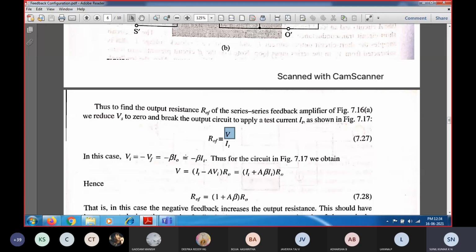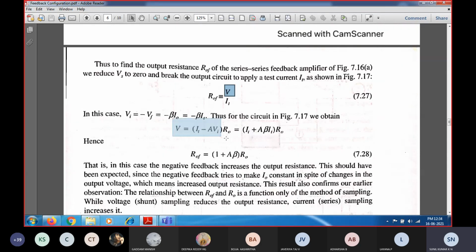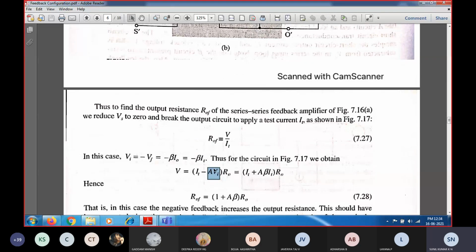So in the place of Vi I can write it as minus beta times of It, and then V will be equal to current times R naught. I need to find out what is the current. So current is equal to It minus A times of Vi. So A times of Vi is nothing but the current that is coming across from the feedback network, and It is the test current source. So the difference between these, into R naught. So V is equal to IR. I need to find out what is V.